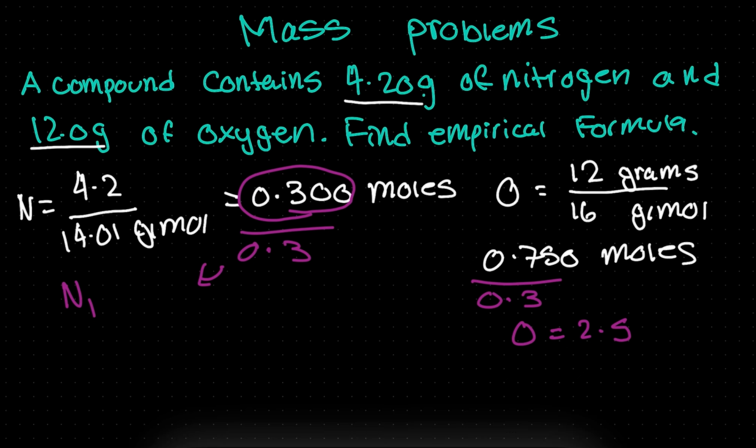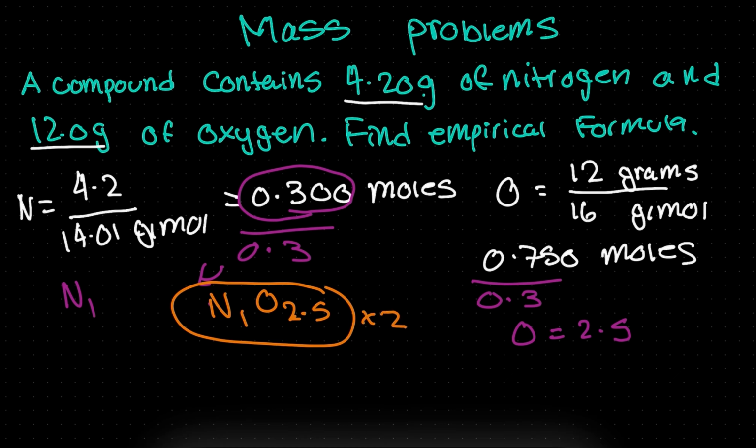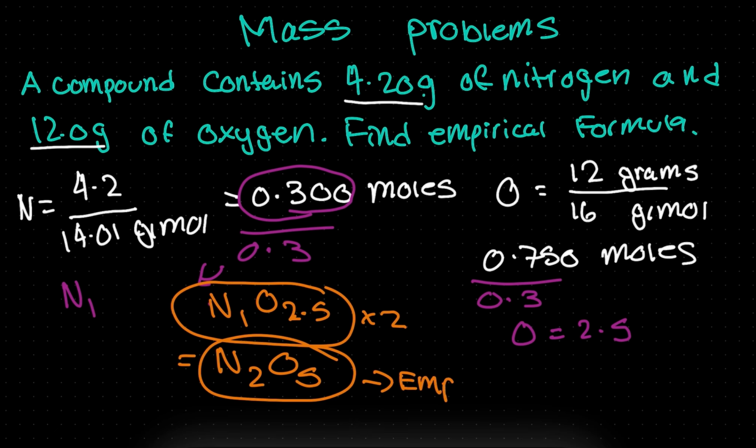So what was our third step, if you can recall? Our third step was that if we do have any decimal places, we just have to make them into a whole number. So right now our formula is N1, O2.5. We can't have a decimal place here, right? I don't like that. So we've got to fix it. We have to multiply this whole thing. What could we multiply 2.5 by to get a whole number? 2, right? So you multiply the whole thing by 2, which would end up as N2O5, which is the empirical formula.